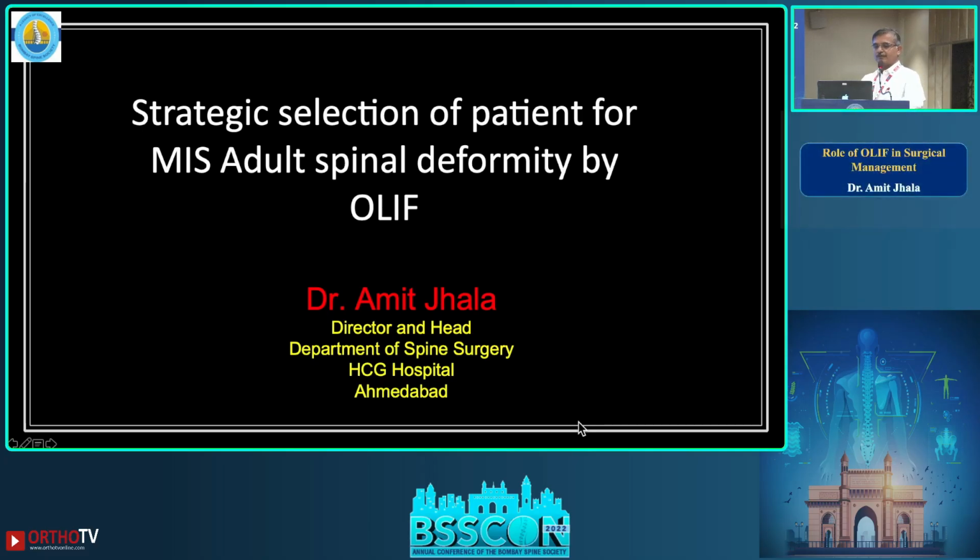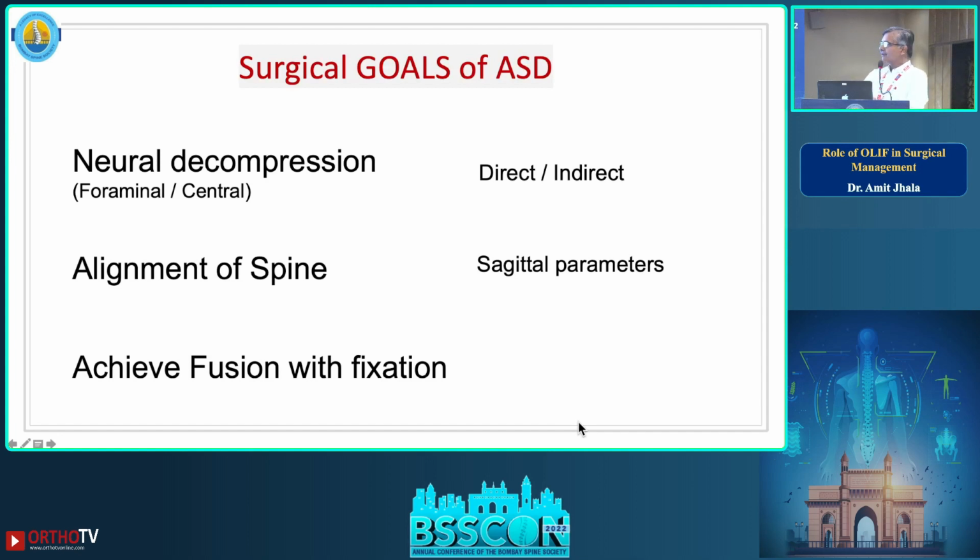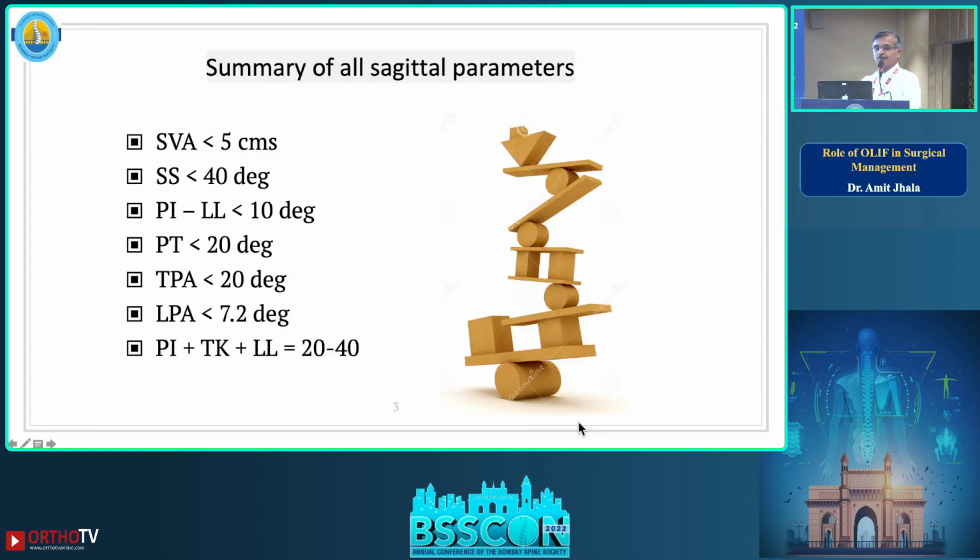Talk on strategic selection of patients for MIS adult deformity by an OLIF. So we all know, and it has been talked about before, that the surgical goal for adult spinal deformity is neural decompression. That is the primary aim where the patient is coming to us. But the secondary aim is also the alignment of the spine and achieving fusion with fixation in a good sagittal balance. So that's our primary goal for adult spinal deformity.